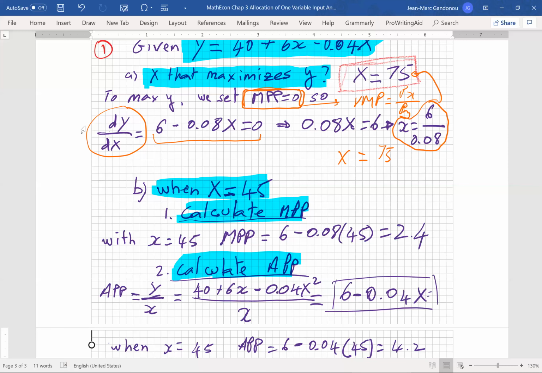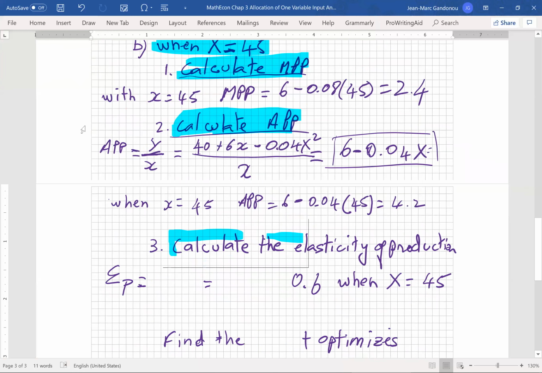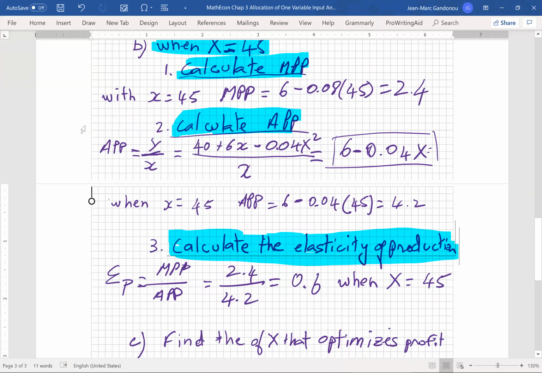Then we are going to compute the average physical product. The average physical product is just y divided by x. So we take our production function and we divide by x, and this is the result that we obtain. When we know that x is equal to 45, then we can determine what the average physical product is.